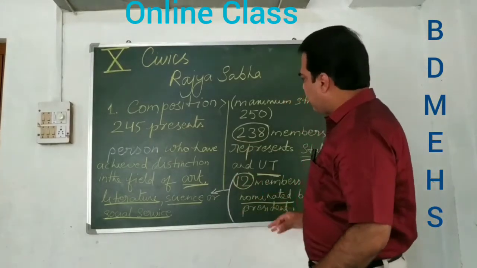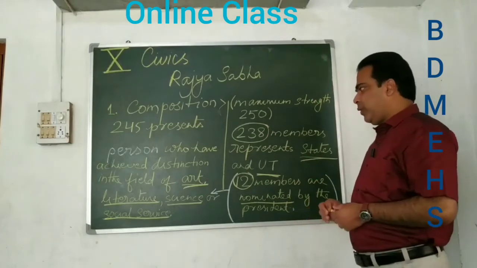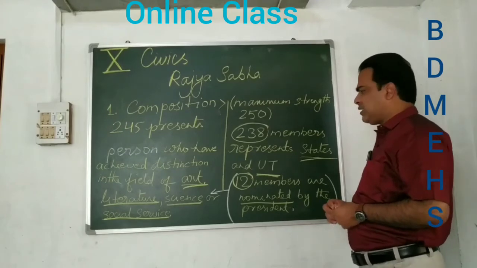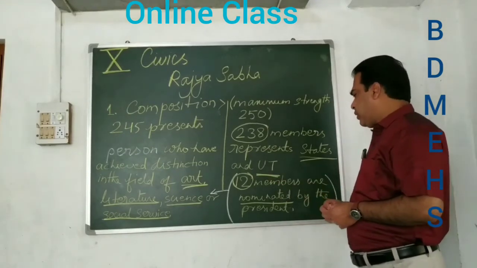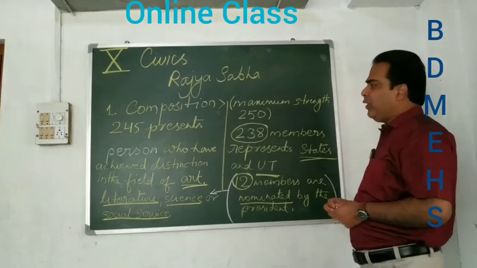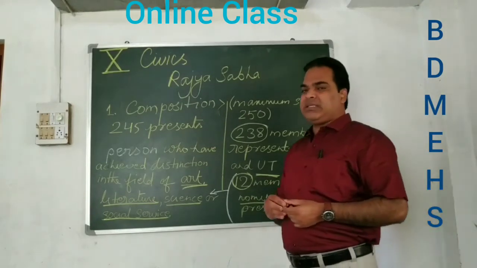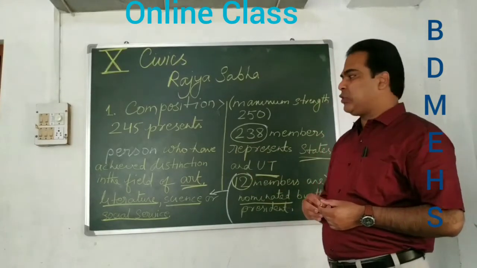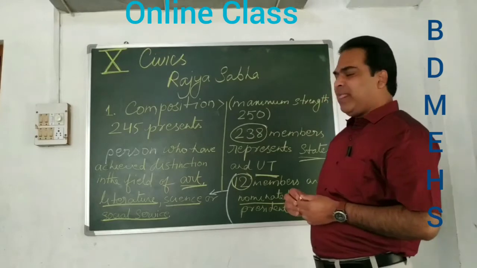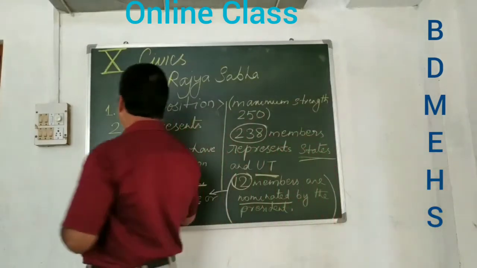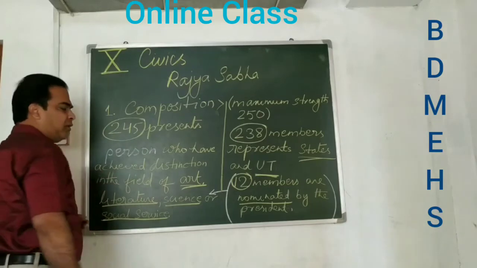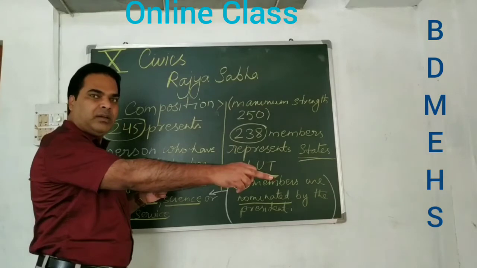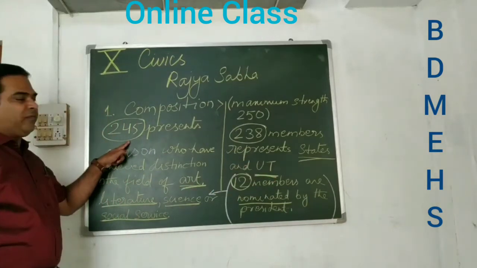Once again, the maximum strength of Rajya Sabha is 250. Out of 250, 238 represent the states and union territories. 12 members are nominated by the president of our country, those who have achieved success and excelled in the fields of art, literature, science and social service. At present Rajya Sabha has 245 members. Maximum strength is 250, but at present we have 245.